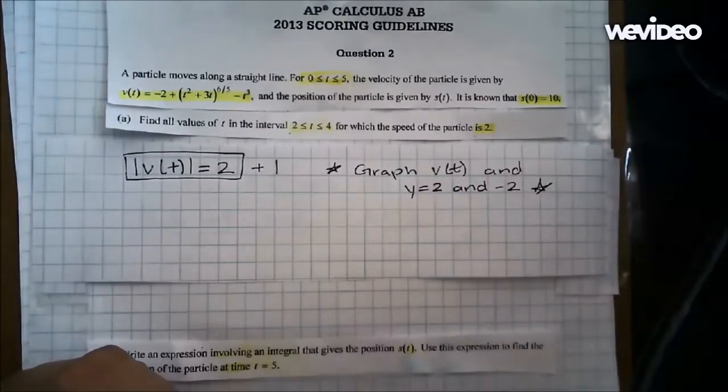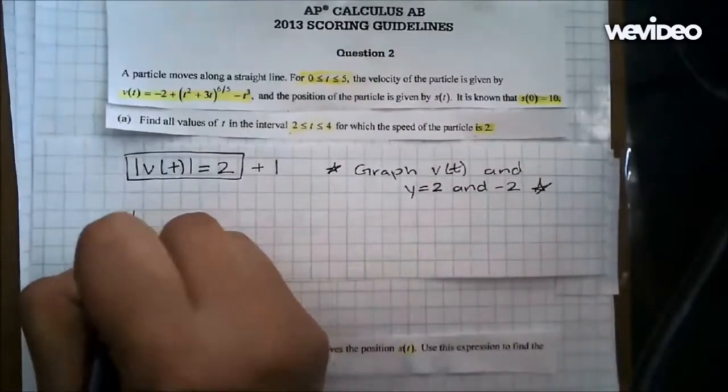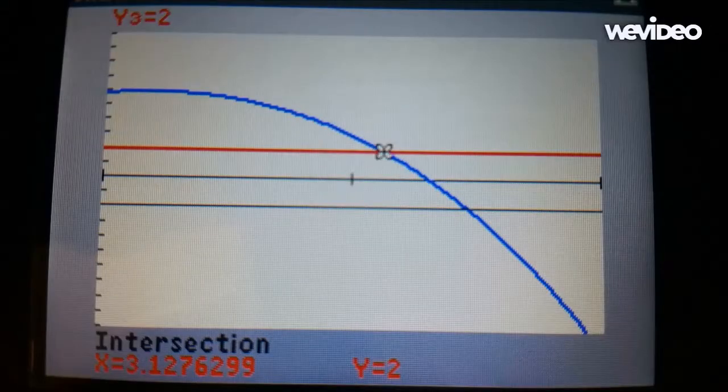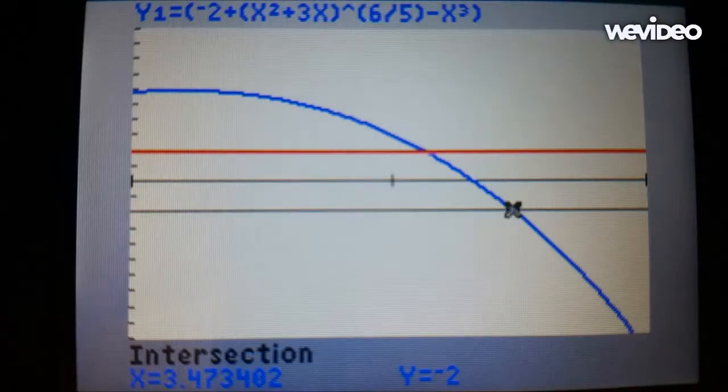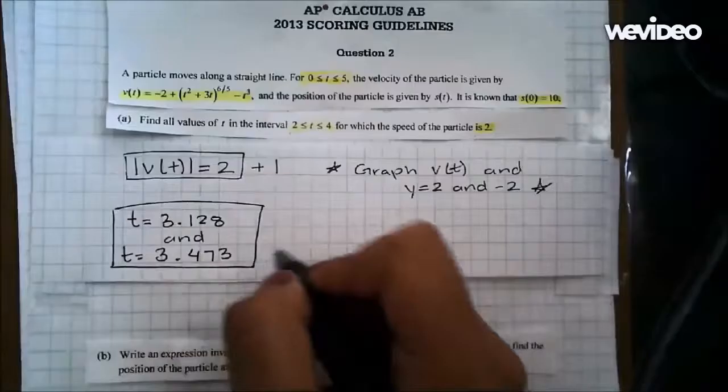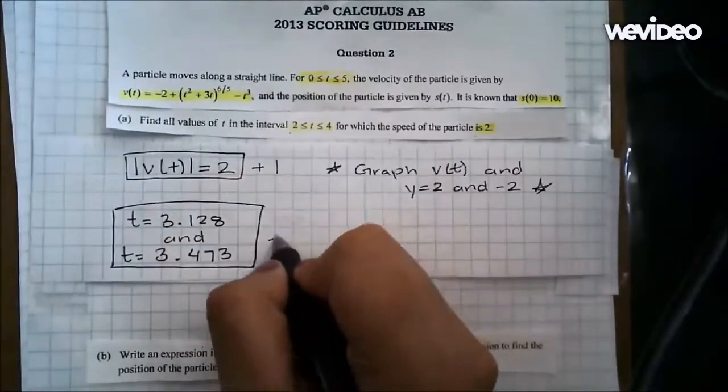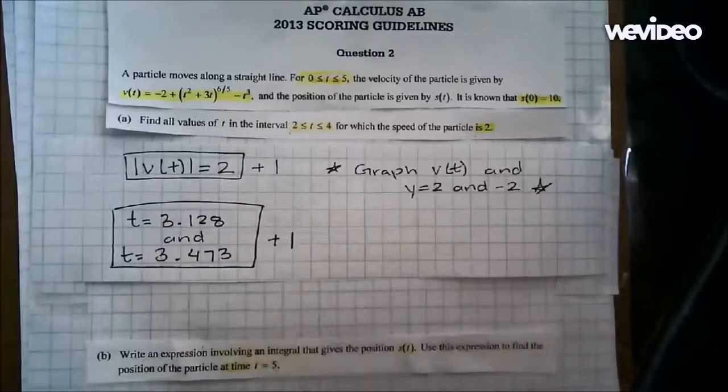Now, we analyze the graph for intersections and take those 2 points as our answer. t equals 3.128 and t equals 3.473. This gives us 1 easy point. Now that we're done with A, let's move on to B.